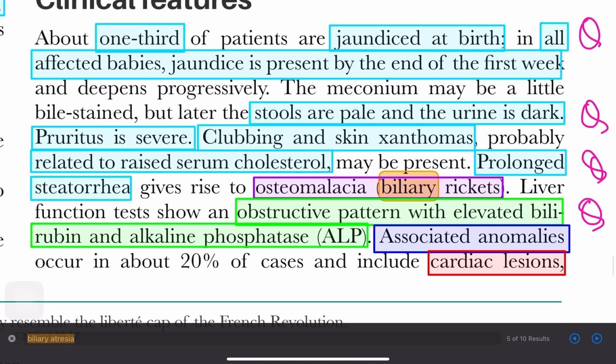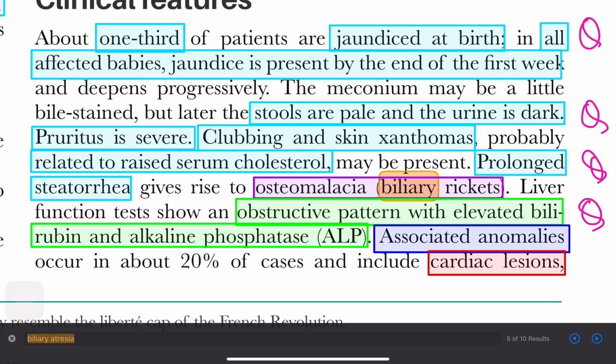Stools are pale, urine is dark in color, and pruritus is severe. Clubbing and skin xanthoma are related to raised serum cholesterol. They are not related to bilirubin. Prolonged steatorrhea leads to osteomalacia, also known as biliary rickets. So biliary rickets is seen in biliary atresia.